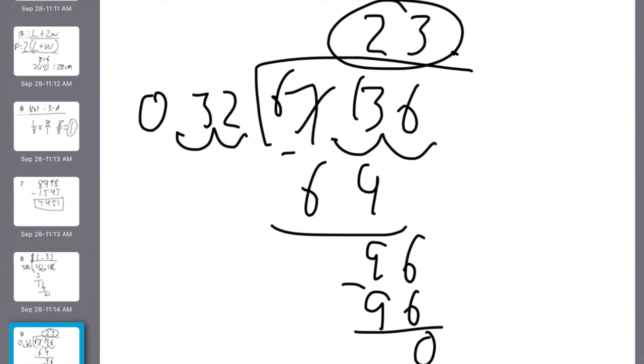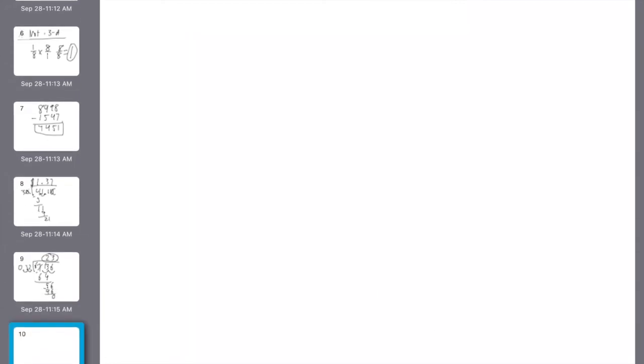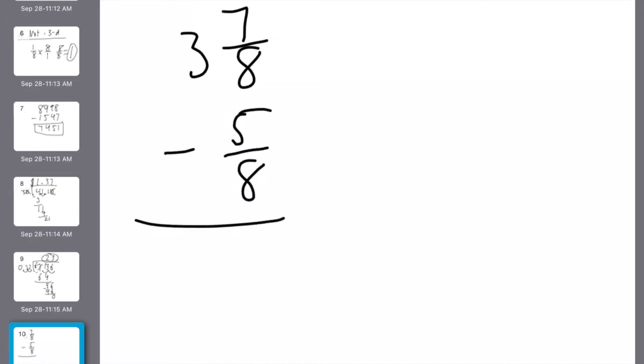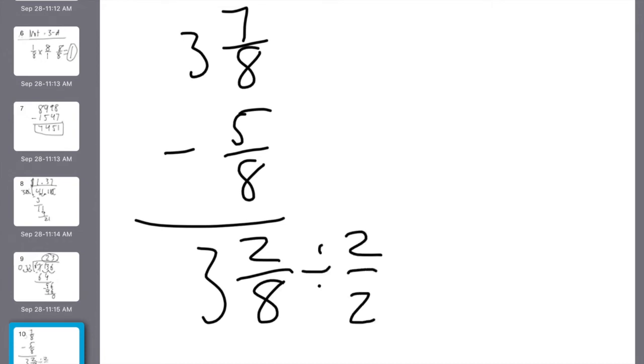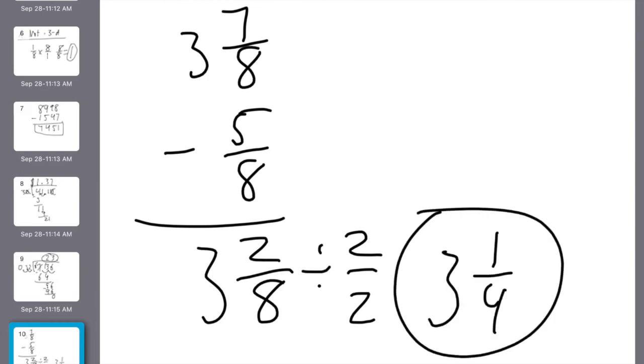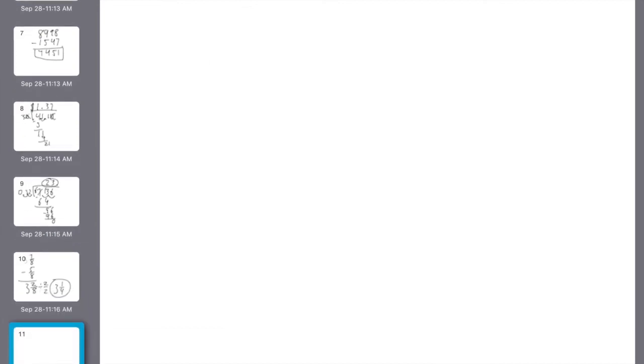Number 20. Number 20 says this. I have 3 7/8 minus 5/8. Subtract the top. 7 minus 5 is 2. The bottom stays the same. 3 minus nothing is 3. I cannot have 2/8, guys. I need to reduce. Divide both those numbers by 2. I get 1 and I get 4. Don't forget your 3, and you have 3 1/4.